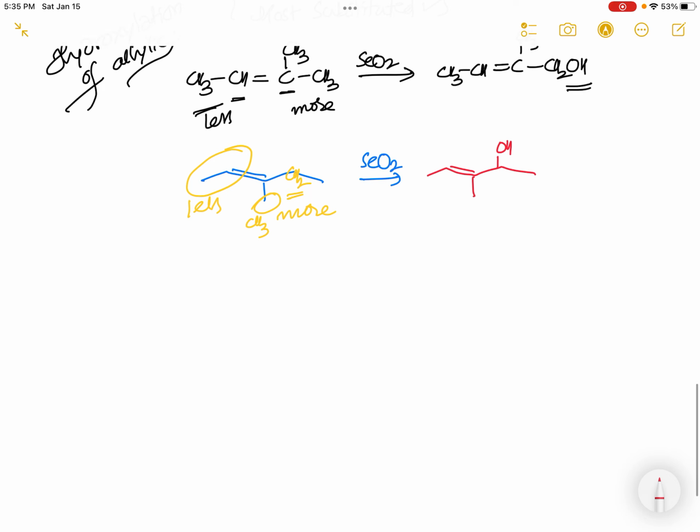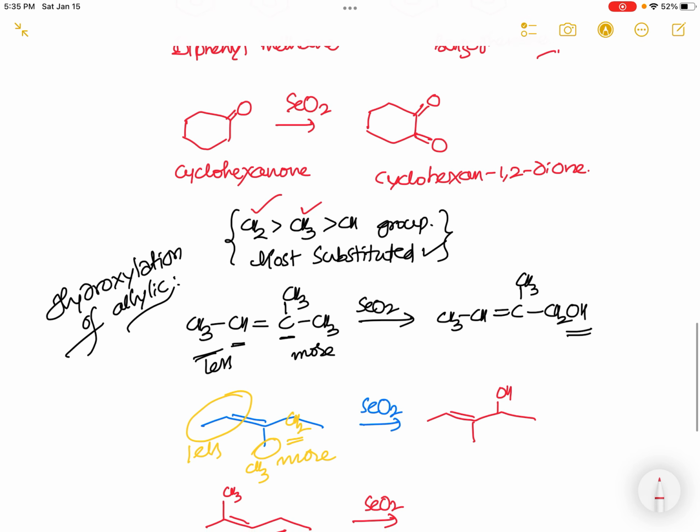Don't confuse with this example. I will give you one more example. You can see 5 carbons, double bond at second place. This is methyl. Don't confuse now. When you are using selenium dioxide, it is CH2 group. This is CH3 group. This is also CH3 group. Don't think that CH2 is better than CH3.